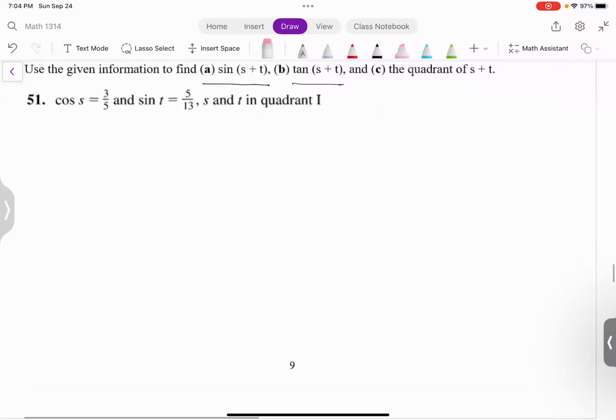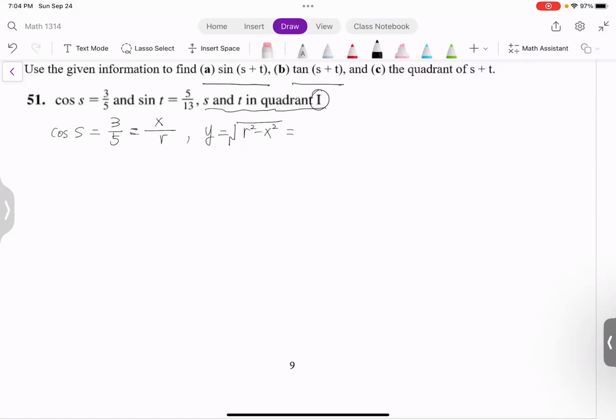The question gave us cosine s equals 3 over 5. Cosine equals x over r, and s and t are both in the first quadrant. Let's find the y. So y equals the square root of r squared minus x squared. In the first quadrant we have a positive sign here, or you can ignore the positive sign.